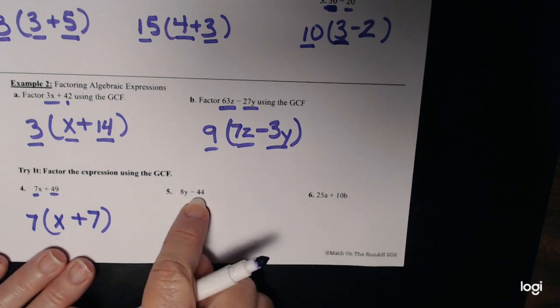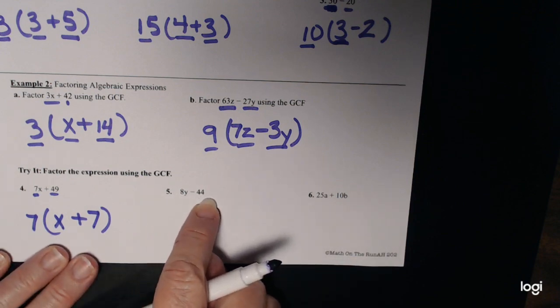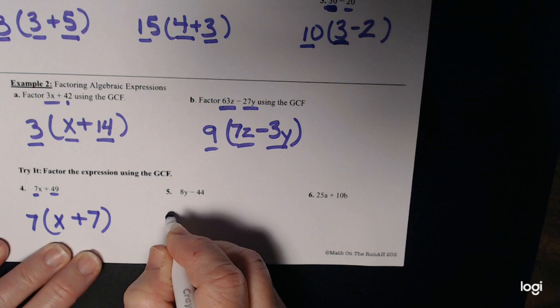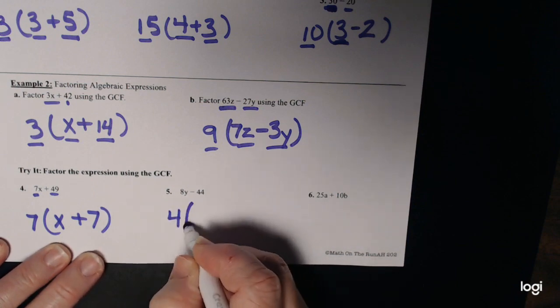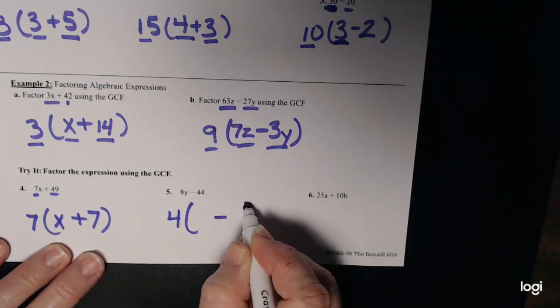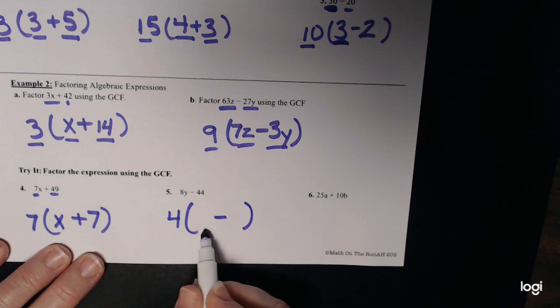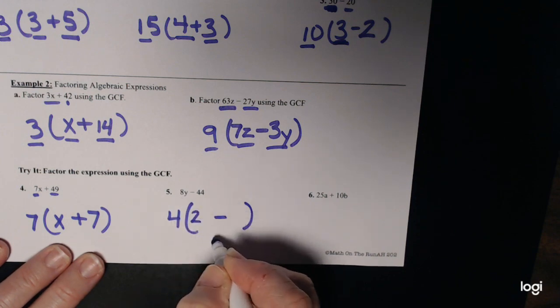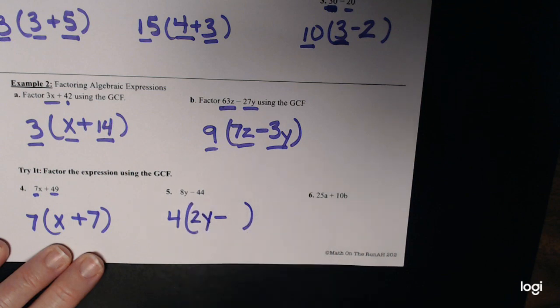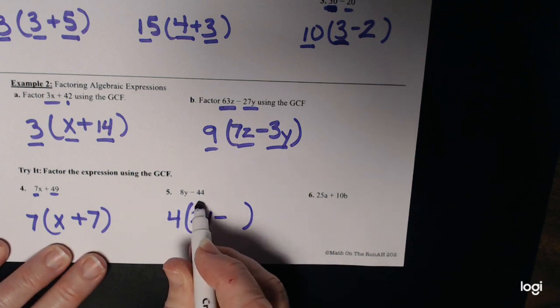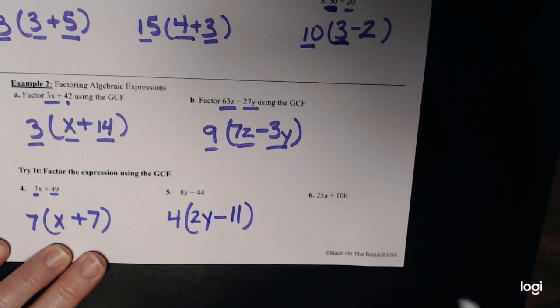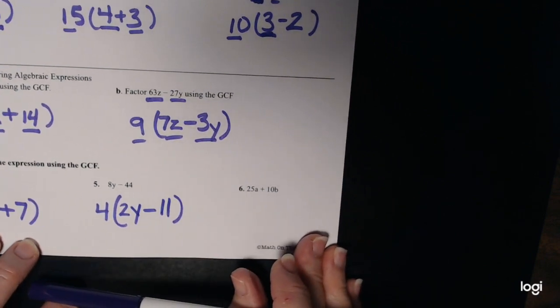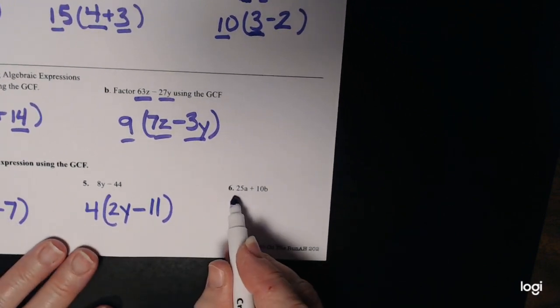If I looked on my factor sheet, I have an 8y and a 44. The factor you should have found was a 4. Put my parentheses. 4 times what is 8y? Well, let's see. 4 times 2 is 8, but you can't forget the y. And 4 times what is 44? 4 times 11. All right, last one.